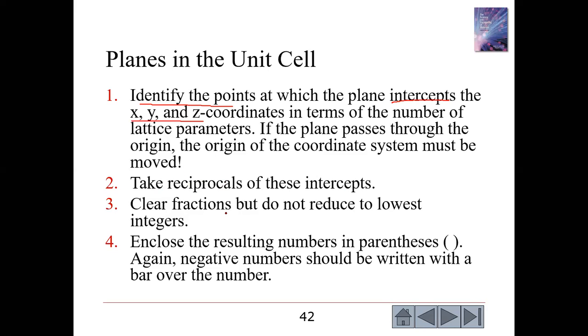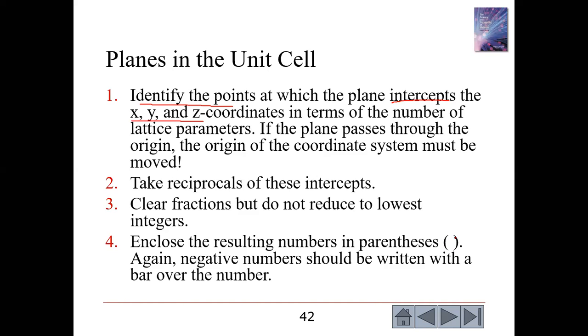The third step is to clear fractions but do not reduce to lowest integers. In directions, we were reducing to lowest integers. We will not reduce to lowest integers here, but we will clear fractions. And the last step is to enclose the resulting numbers in parentheses. In directions, we were enclosing them in square brackets. Here, we will enclose them in parentheses.